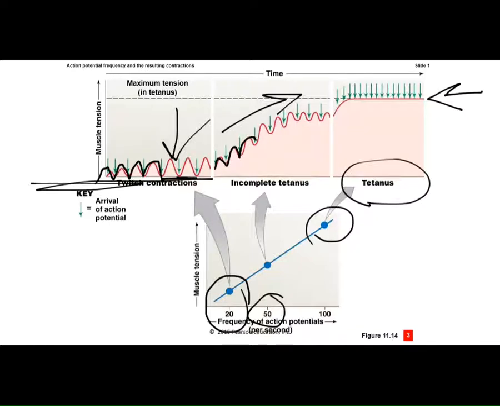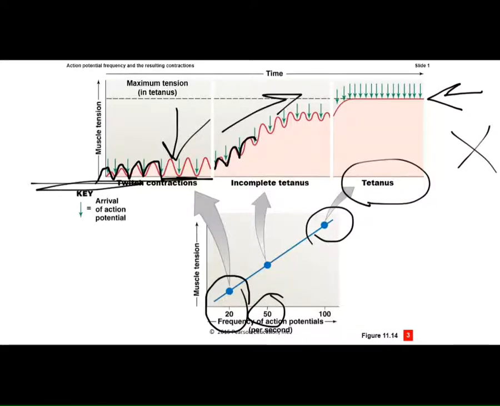Boy, you would never want that to happen to your heart, would you? If your heart muscle was in a total tetanus, it wouldn't be contracting, right? It would never stop contracting. It wouldn't relax, and it wouldn't be able to pump blood. So we'll talk when we get to the heart about how the heart never goes into tetanus, and there are special reasons why that is. But your other muscles can go into tetanus.